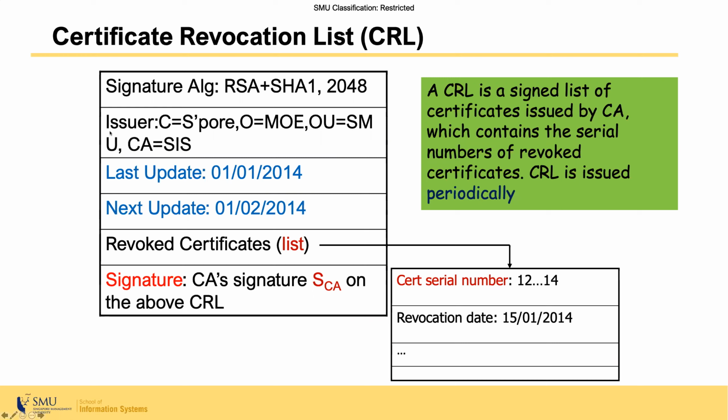And the list will contain the serial numbers of the certificates which have been revoked. So this contains a list of certificates identified by the serial number and the date of revocation. And the list will also include some identifier information like the CA's identity information, the last updated information, the next update to happen, and the CA signature itself so that nobody else can come and modify the information here. And that is called a certificate revocation list, in short, CRL.